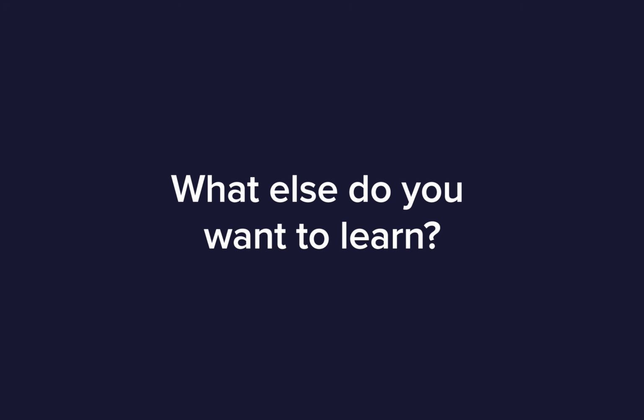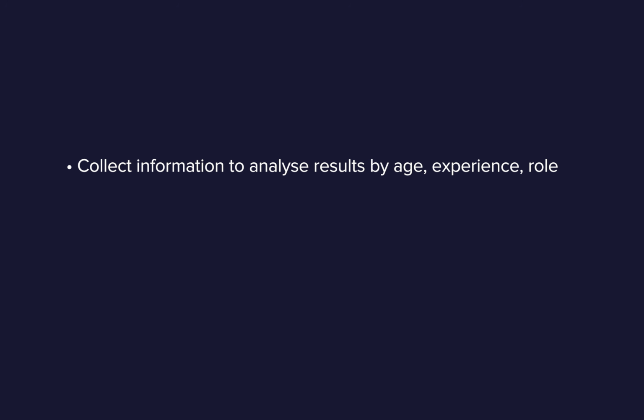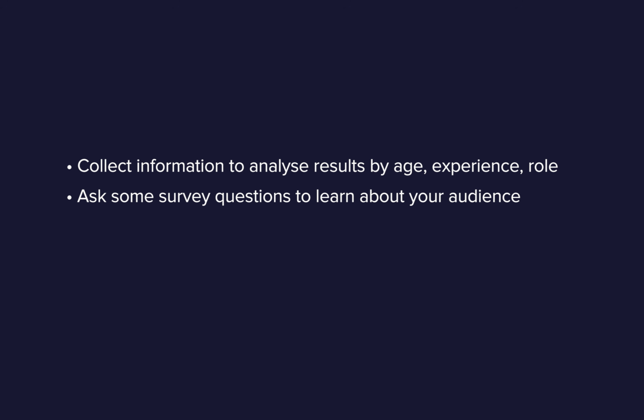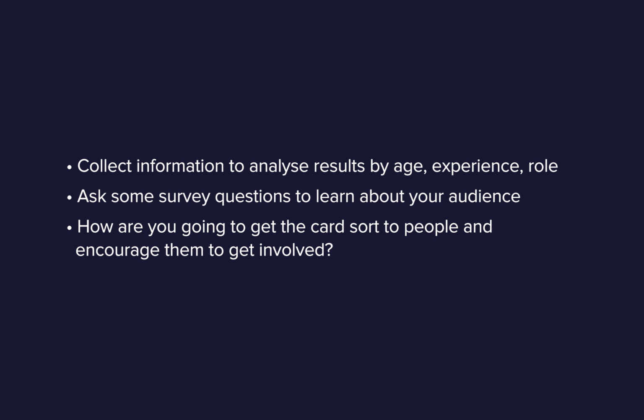Before you get started with setting up the actual card sort, there are a couple of other things to think about. Do you want to be able to analyse your results according to some attribute of your users, like age, experience or job role, and see if there are differences and similarities? If so, you'll have to collect this information. Do you want to learn more about your audience generally? You can ask people basic survey questions at the same time. And of course, you need to think about how you'll get the card sort out to your users and how to encourage them to participate.